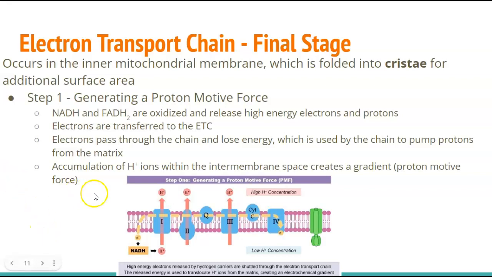When you have this accumulation of hydrogen ions, you are creating the proton motive force. Okay, you want to have an uneven balance of hydrogen ions, because when you have that uneven balance, that's how you can create this force.